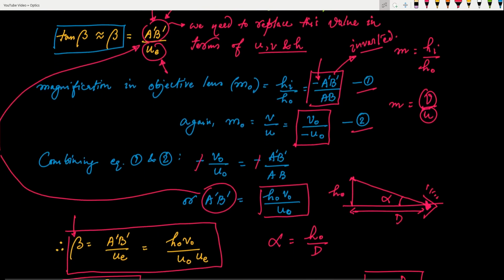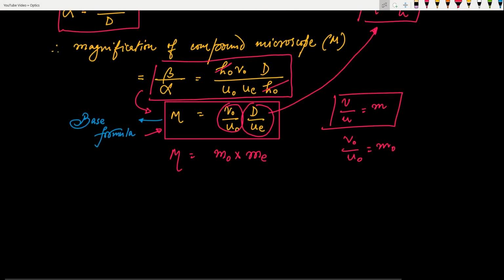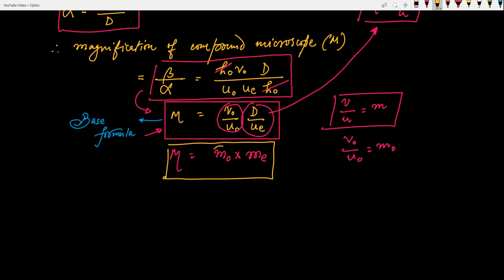Now let's move back. Okay, therefore we got magnification is equal to MO multiplied by ME, where MO is the magnification of the objective lens and ME is the magnification of the eyepiece. You need to remember this formula also. Simple as that. Once this much is clear, my job is done.